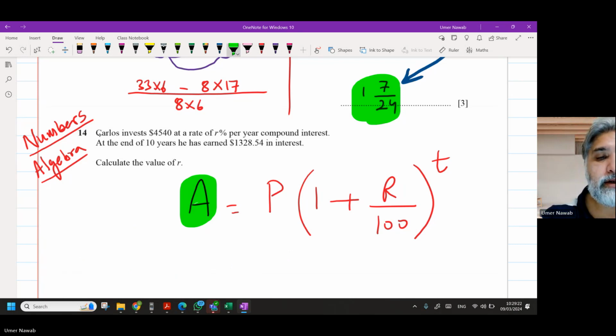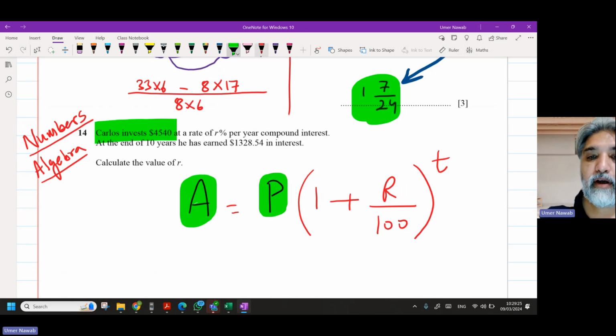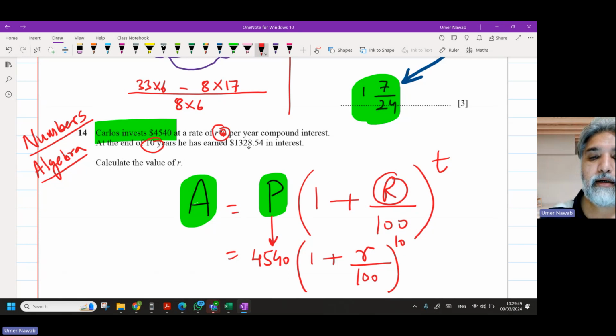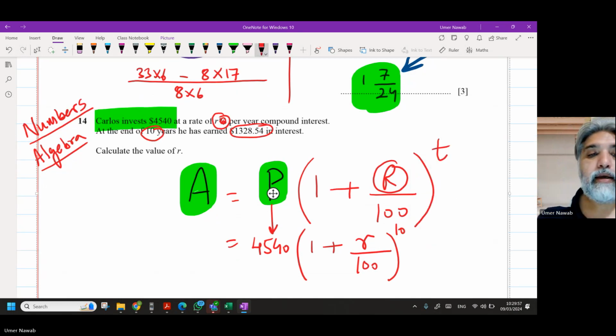He said that Carlos invested 4540 in the place of P, at R percent. He didn't tell you what R is, so I'm going to just keep R here. Don't write the percentage, guys, because in the place of the percentage I wrote 100 in the denominator. Time is 10 years, and he has earned 1328.54 interest.